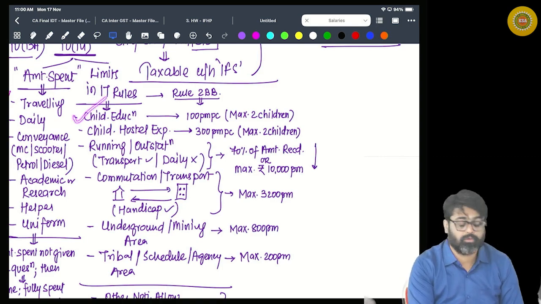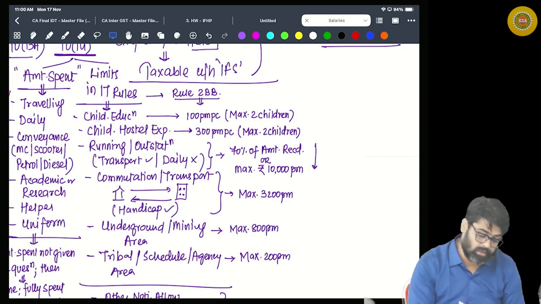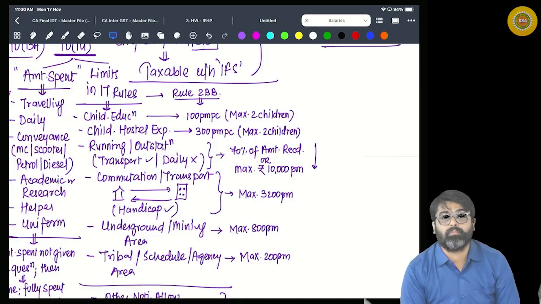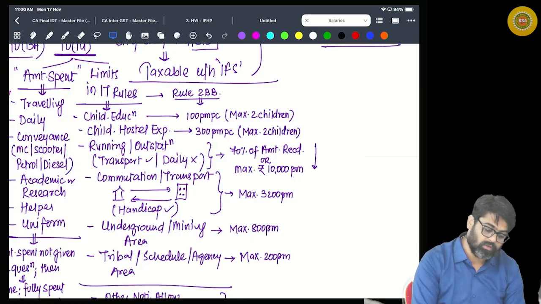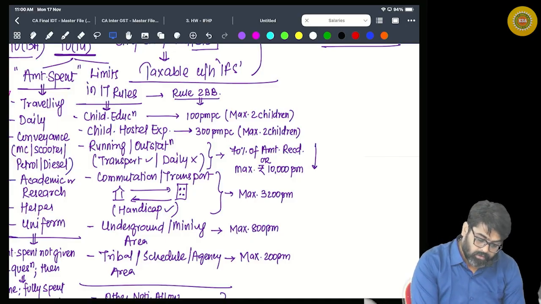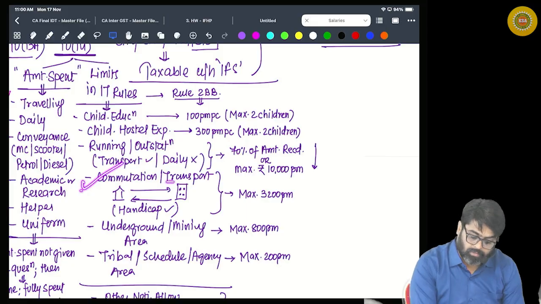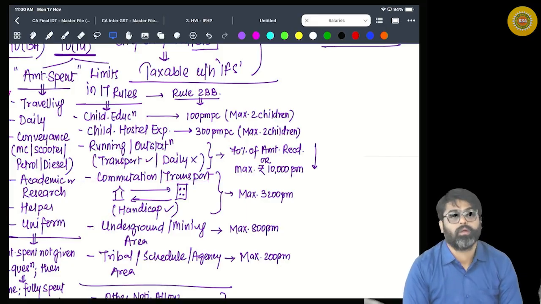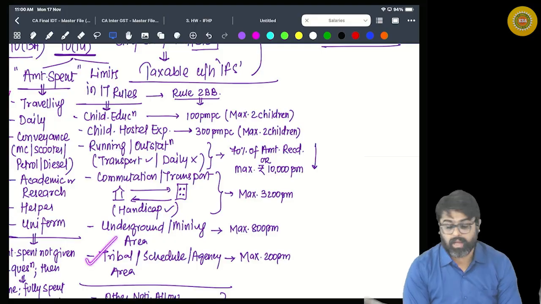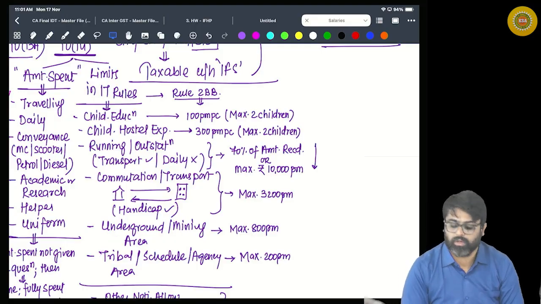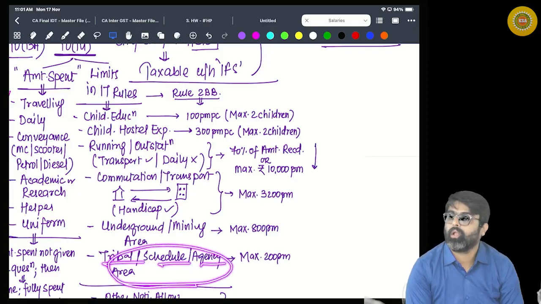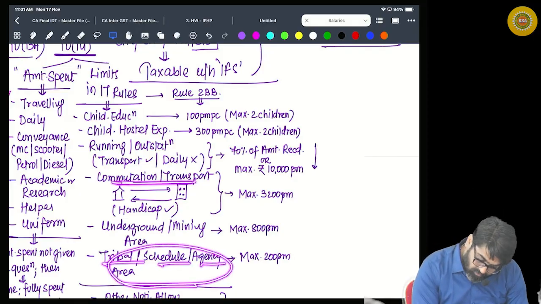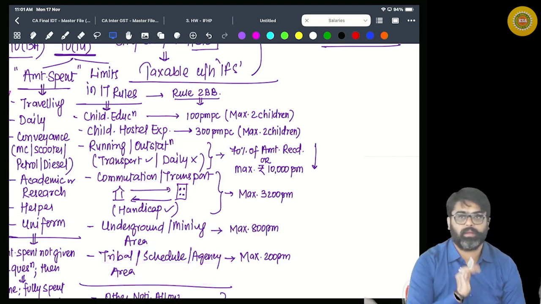Children education allowance, children hostel expenditure allowance, running allowance, sometimes also known as outstation allowance. Now, commutation allowance, sometimes also known as transport allowance, underground area allowance or mining area allowance, or tribal area or scheduled area or agency area allowance. Yes or no? These are the different names of the same allowance.